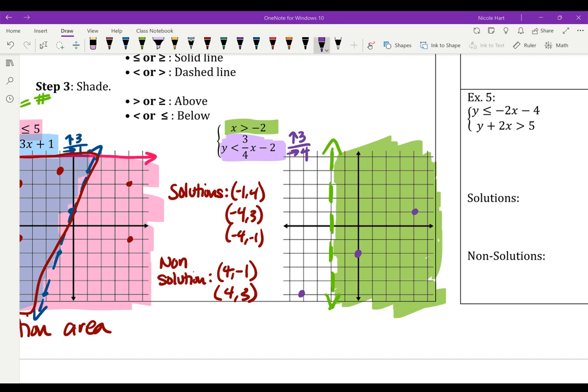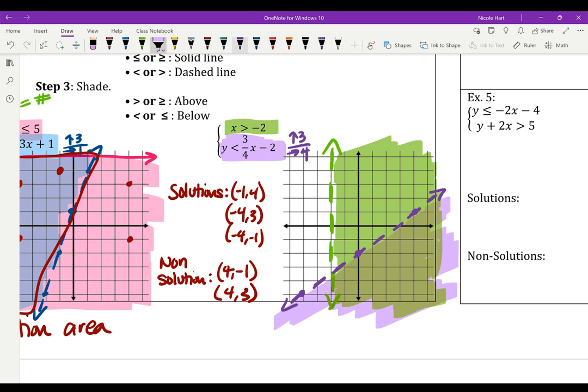There's no solid line here. There's no or equals to. So do the best you can to make a nice dashed line. It doesn't have to be perfect. Just show that there is some sort of break in the line. And it says y is less than, so it's going to go below the line. And so this whole area is where y is going to be less than.